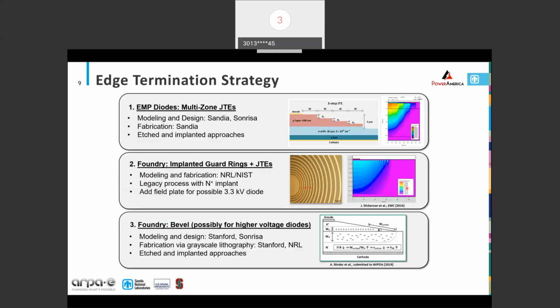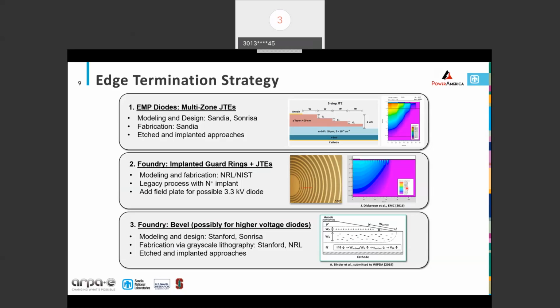Okay, and then I think this is the last slide in the introductory section, and I'll talk about edge terminations more later, but it permeates the whole program. So I wanted to just discuss it here, sort of globally. We're looking at different approaches for these high voltage EMP diodes. We're looking primarily at multi-step JTEs.